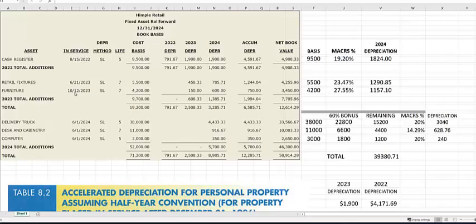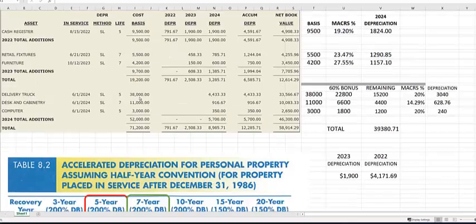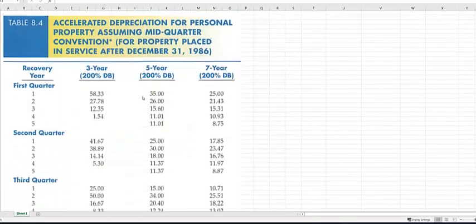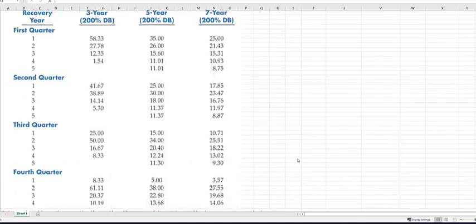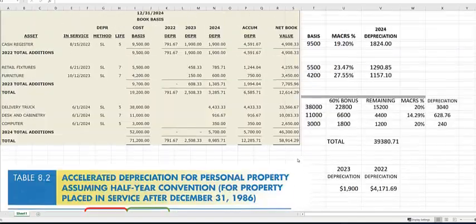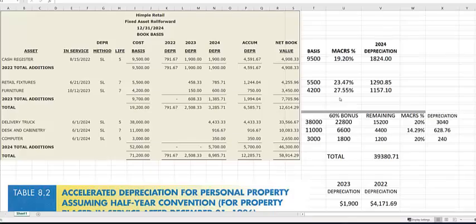The second item for 2023 was purchased in the fourth quarter, so I'm going to go down to the mid-quarter table, and under fourth quarter, recovery year 2, I'm going to go over to 7 years, and 27.55 is the rate, times the 4,200 gives me depreciation of $1,157.10.